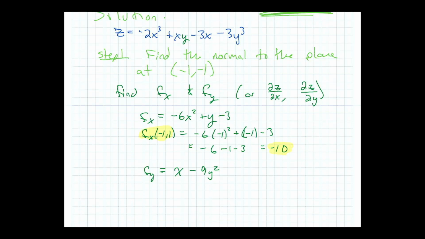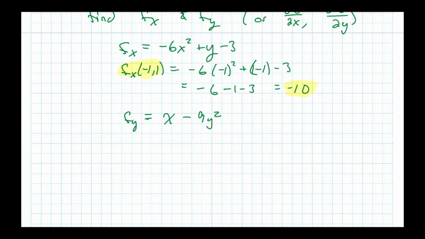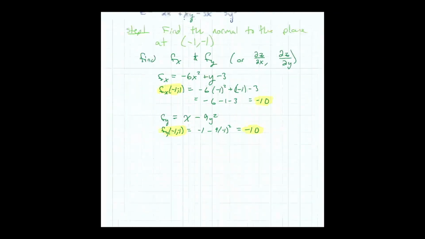Okay. We needed that evaluated at negative 1, negative 1. So negative 1 minus 9 times negative 1 squared. That's negative 1 minus 9, so that's another negative 10. Interesting. All right. And that's all you need for the normal vector, okay?